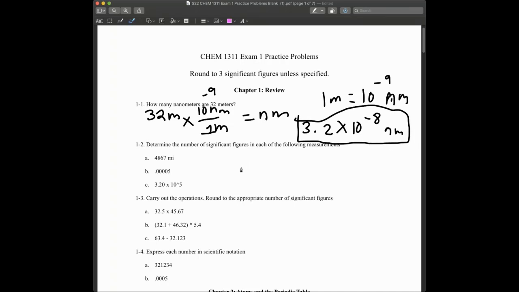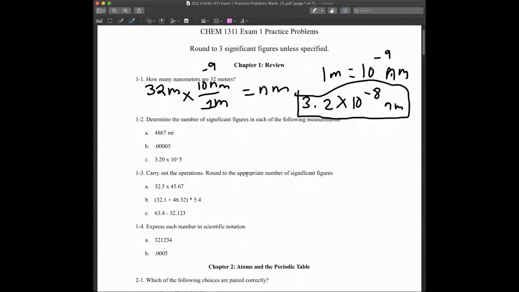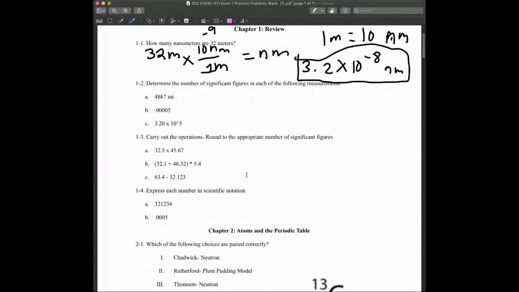Number 1-2. Determine the number of significant figures in each of the following measurements. So let's take a look at this. Non-zero numbers are significant. So these are all non-zero, and therefore, 4 significant figures. These zeros are leading zeros, so we don't count them. So therefore, it's just that one significant figure, which is just 1. And this one, there's 1, 2, 3 significant figures. For sig figs in scientific notation, you just count those numbers, not the ones on the right. So therefore, that's 3. Any questions so far?